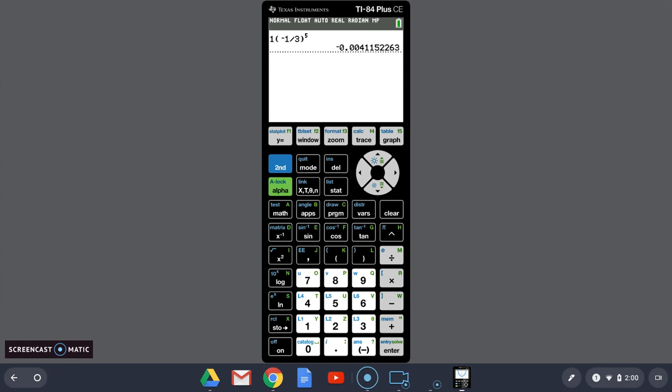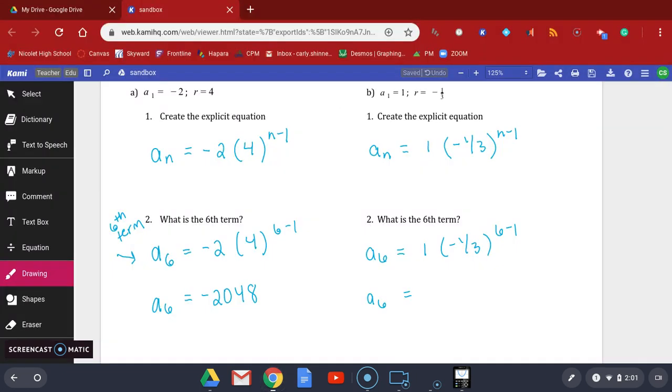Ew, that looks so ugly. You could give me the decimal, but I'm kind of a fraction queen. I like fractions better. And it really just becomes 3 to the 5th power in that denominator. So I get -1 over 243 for the sixth term. All righty.